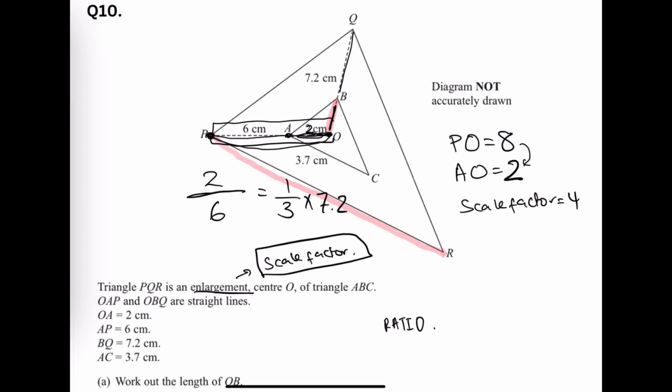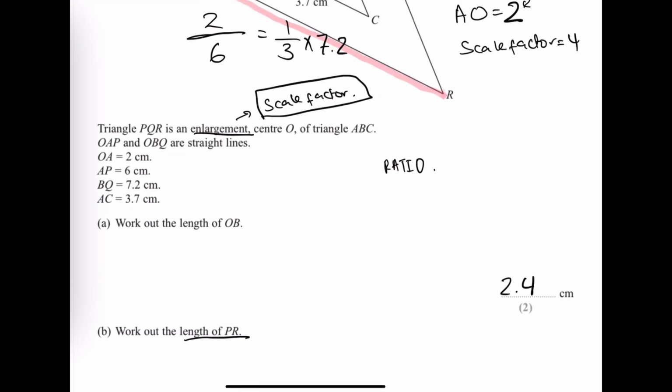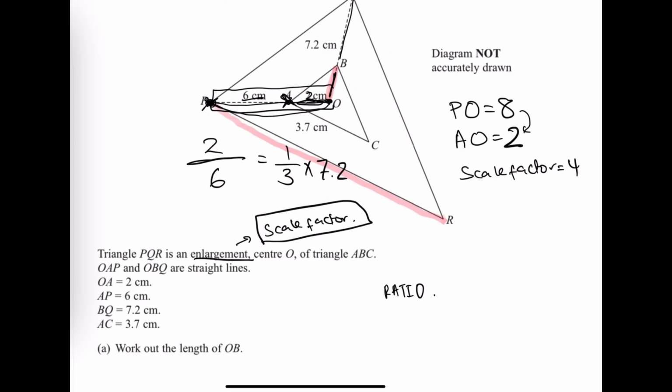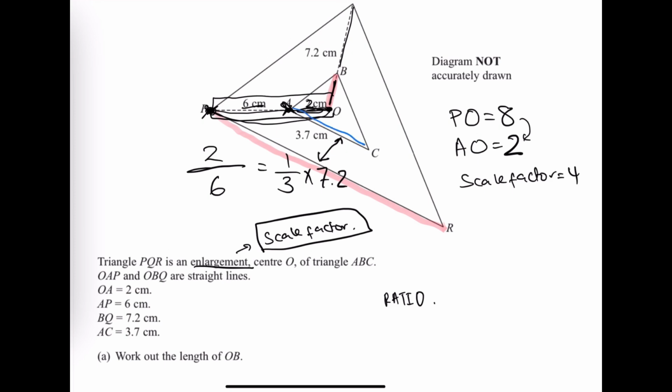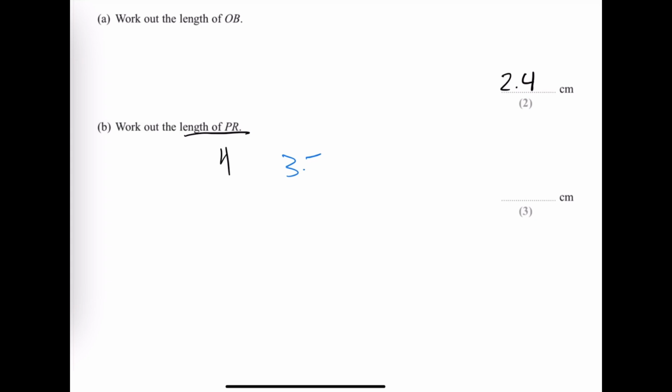So you need to remember that the 6 over here just represents from PA to P to A. So because the scale factor was 4, you can see the PR over here. PR is completely parallel to AC over here. They are completely parallel to each other. So we can just do 3.7 times 4. So the answer is 14.8.